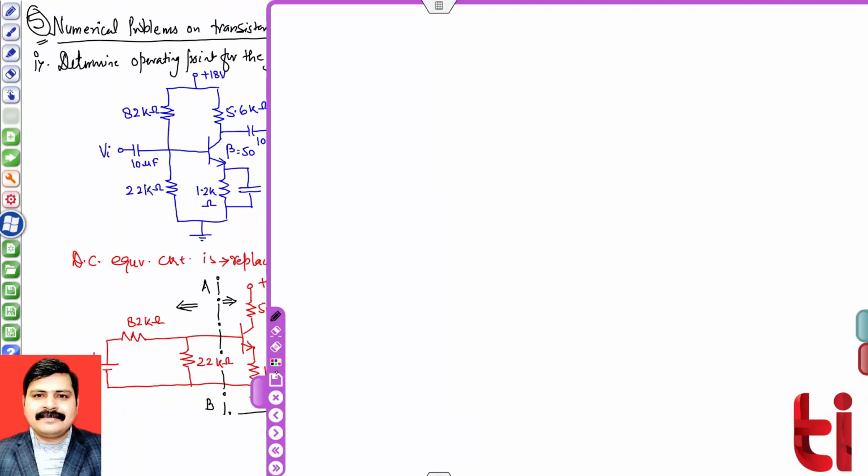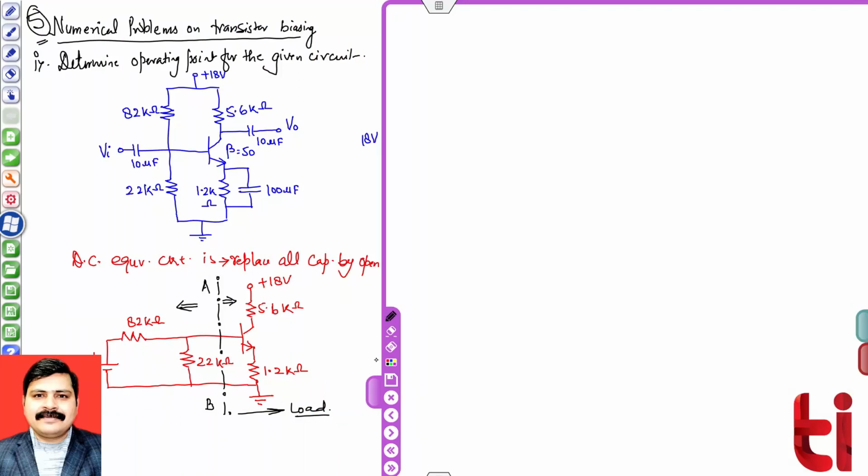Okay, so the problem is given. One circuit diagram is given, and for this circuit diagram, we have to determine the operating point. The meaning of operating point is that we have to determine the values of ICQ and VCEQ. These are the output variables: we have to find the output current and output voltage.